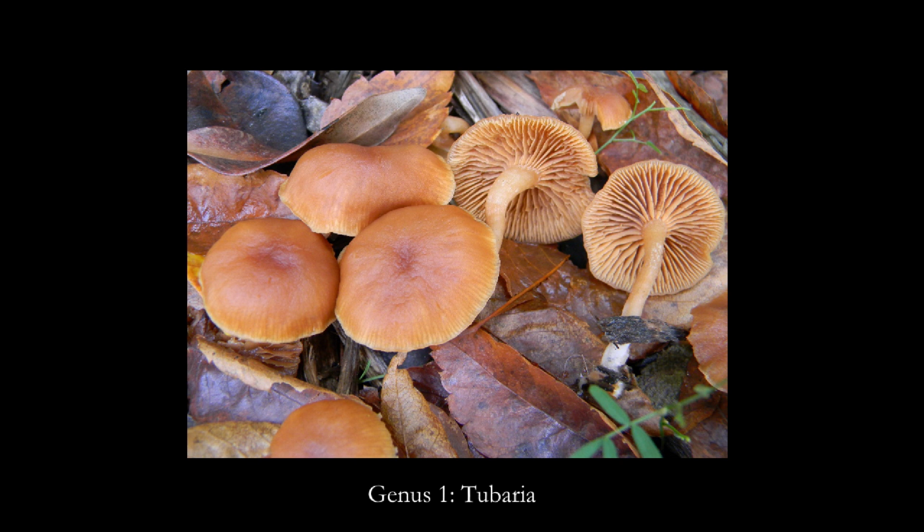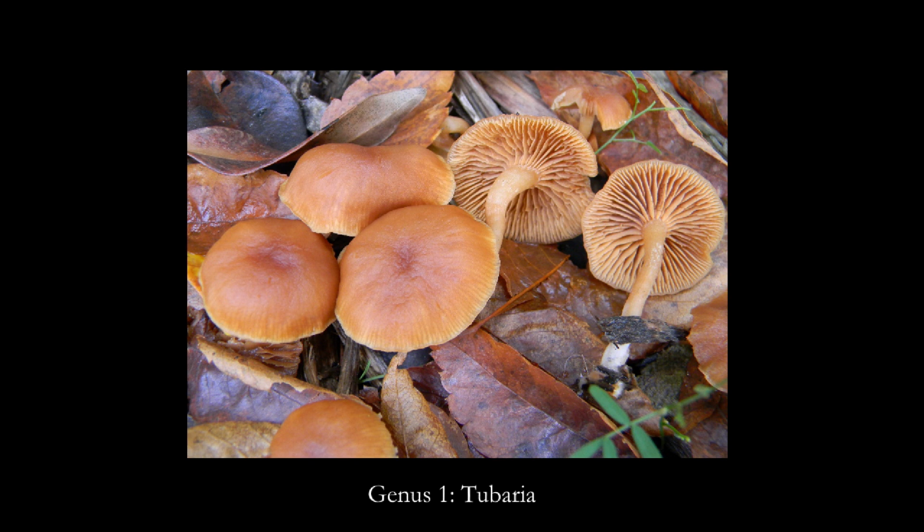Tuberia is a genus comprising 72 species of small to medium-sized little brown mushrooms. They typically grow from decaying wood, although some are terrestrial instead. The type species for this genus is Tuberia furfuraceae. During the fall and winter, you are likely to find this mushroom growing in large quantities from wood chips or wood mulch.